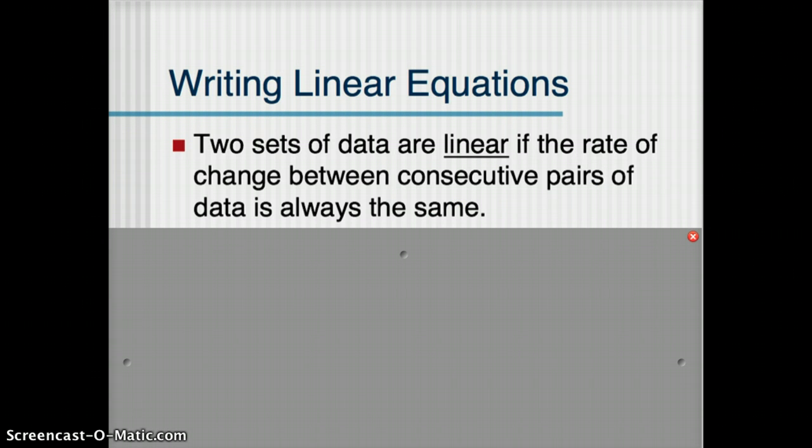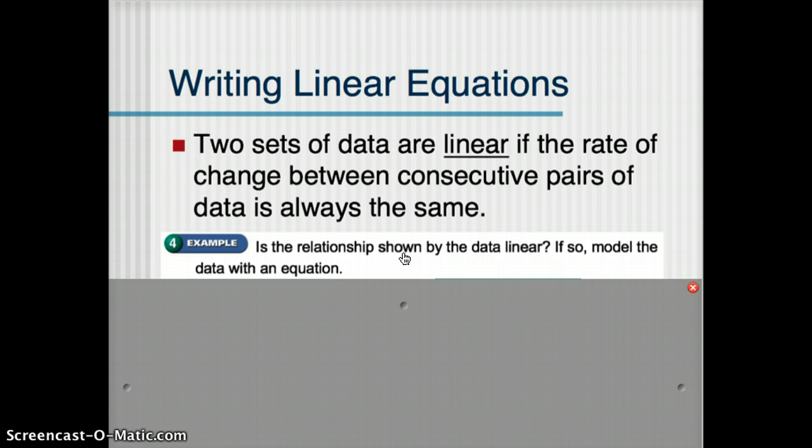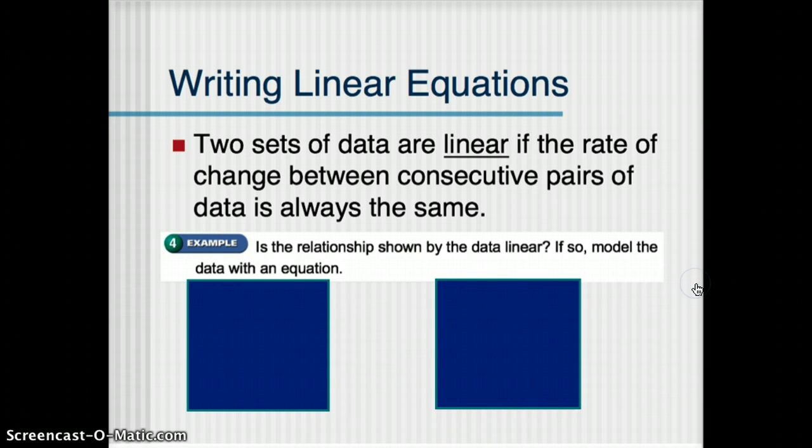Okay, you guys, this whole unit's on writing linear equations, or just linear equations in general, and you know that means that it has a straight line on a graph or a constant rate in a table. So if the rate of change between consecutive pairs of data is always the same, that's going to be linear. We're going to look at a couple tables now, and your job is to figure out, one, is the relationship shown by the data linear? And if it is, I want you to model it with an equation. So here's my first table.